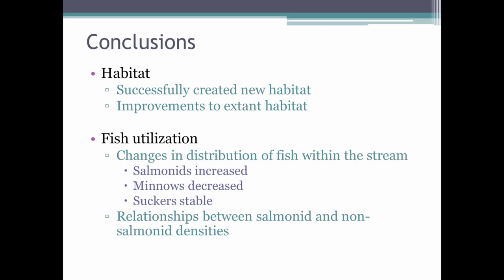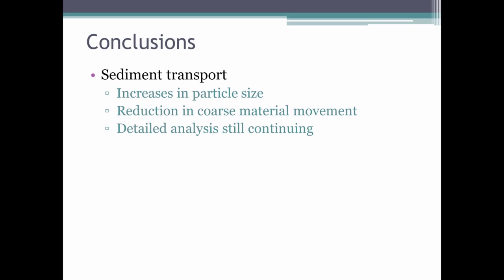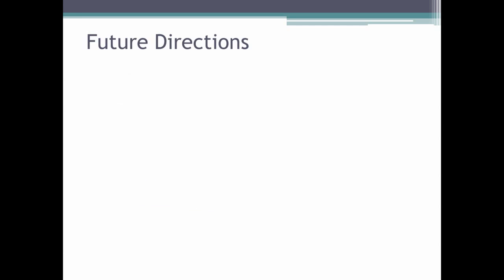And then lastly, we can conclude that we saw differences in habitat utilization, so there were definitely differences in terms of the species and composition between pools and riffle habitats. And so there's definitely something worth exploring there as well. In terms of the sediment transport restoration, we did see increases in particle size as estimated by the quadrat method. We did see a reduction in material movement, and coarse material movement, but there's still a lot of work to get on that. And lastly, the litter retention and bird biodiversity analysis is still ongoing.